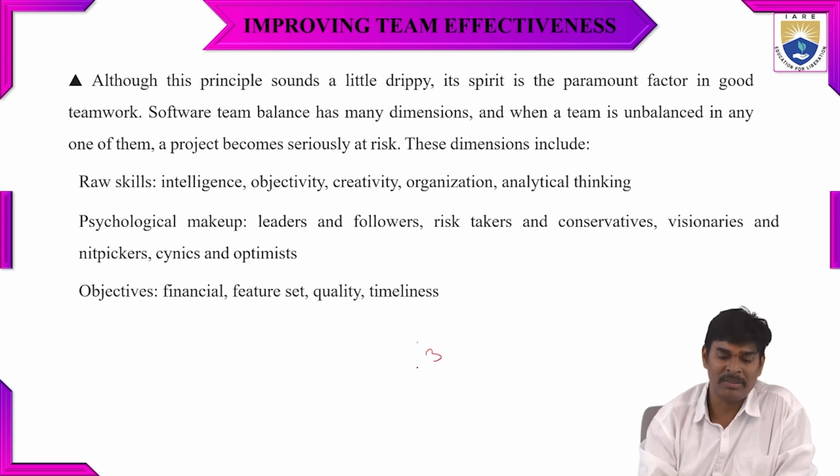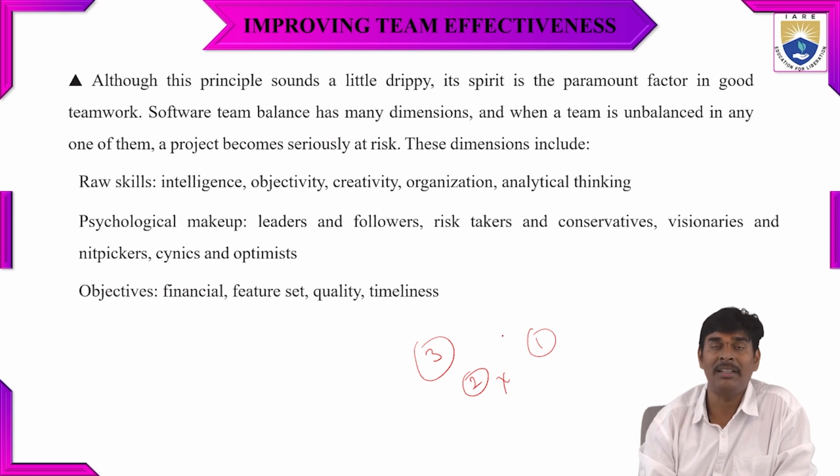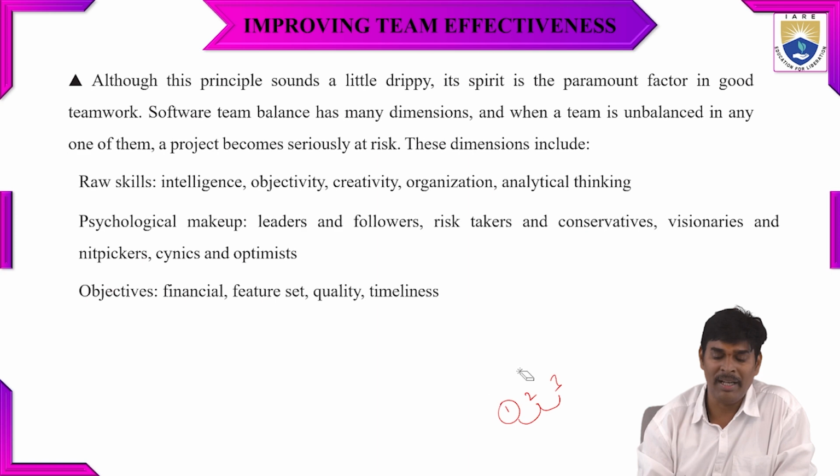If, out of three members, two members are not listening and only one member is trying to do the project, then there will be a very serious risk here. So if the team size is three, there should be cooperation from one person to another and from another person to another. It will be very helpful for balancing the team and completing the work in a proper manner. Here we have different types of dimensions.